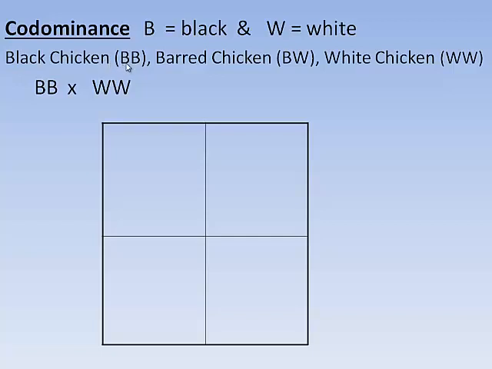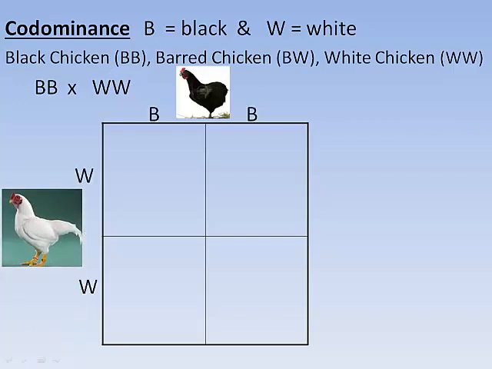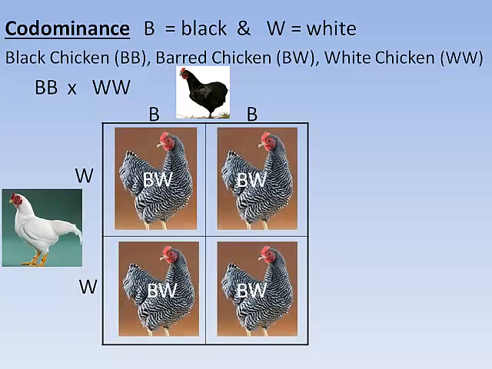You could have a black chicken that's going to be homozygous B, a barred chicken, a stripedy chicken, which will be heterozygous, or a white chicken, which will be homozygous W. So we're going to take a homozygous black and a homozygous white, and we're going to cross them, right? Here's our black chicken at the top and our white chicken at the side. All their offspring are going to be heterozygous. All of them are going to have both black feathers and white feathers.